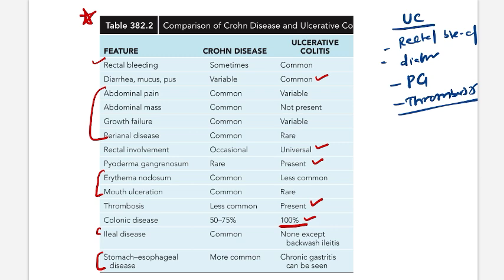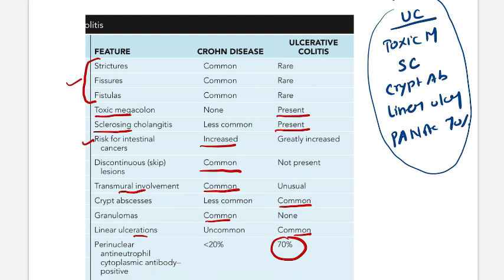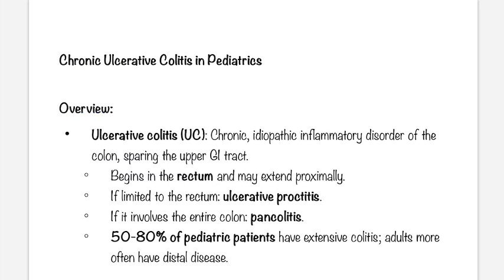To summarize, just remember the ulcerative colitis list once more: rectal bleed, diarrhea, pyoderma gangrenosum, thrombosis, toxic megacolon, sclerosing cholangitis, crypt abscess, linear ulceration, and P-ANCA in 70% of cases are more common in ulcerative colitis. Okay, so we will see ulcerative colitis in detail.